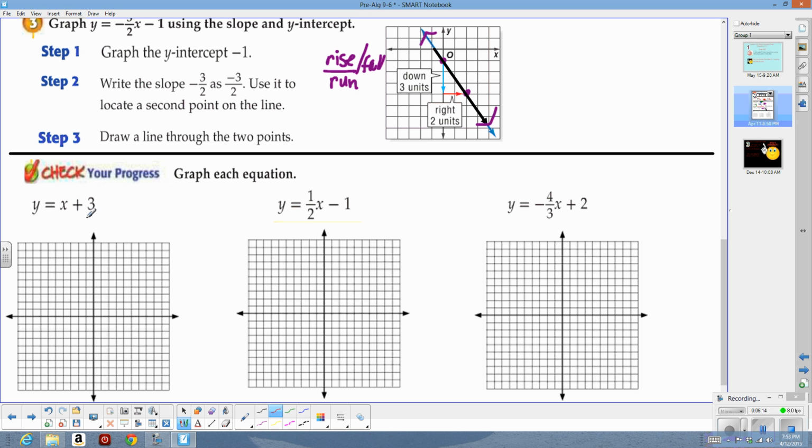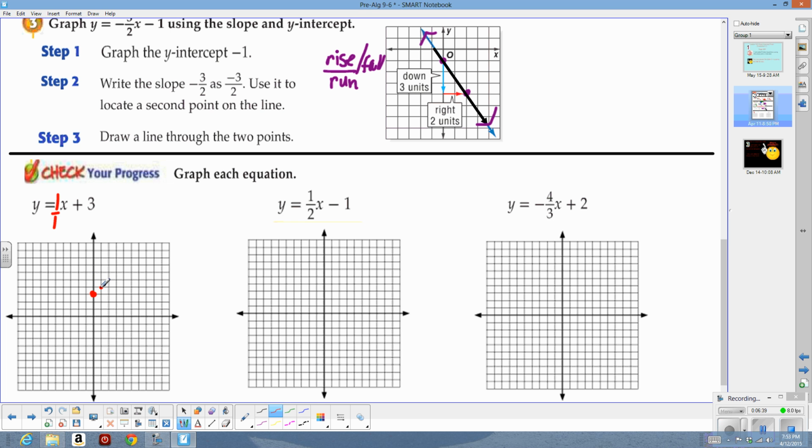The y-intercept is positive 3, so I'm going to go to positive 3 on the y-axis and put a point. And then the slope is the coefficient of x, which is 1. And since it's an integer, I'm going to go ahead and write it as a fraction by putting it over 1. That means I'm going to rise 1 and run 1. So rise 1, run 1.